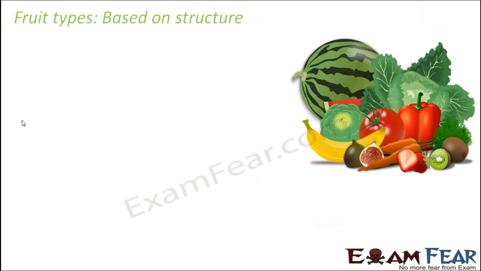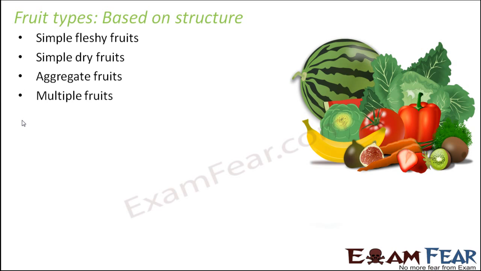Okay, so now let us talk about the types of fruit based on structure. True fruit and false fruit is based on the origin, from where the fruit is developed. Either it originated from the ovary or it originated from some other plant part. Now based on structure, fruits are divided again into the following types: simple fleshy fruits, simple dry fruits, aggregate fruits, and multiple fruits. So these are some of the types of fruits based on the structure of fruits, how the fruits are externally structured, right? So let us quickly talk about each of these types of fruits in detail, one by one.